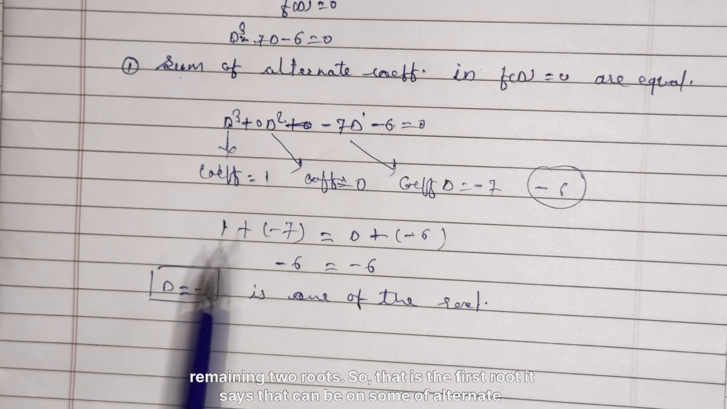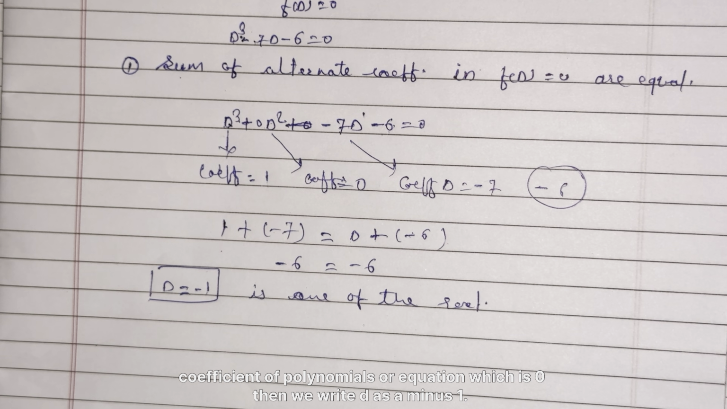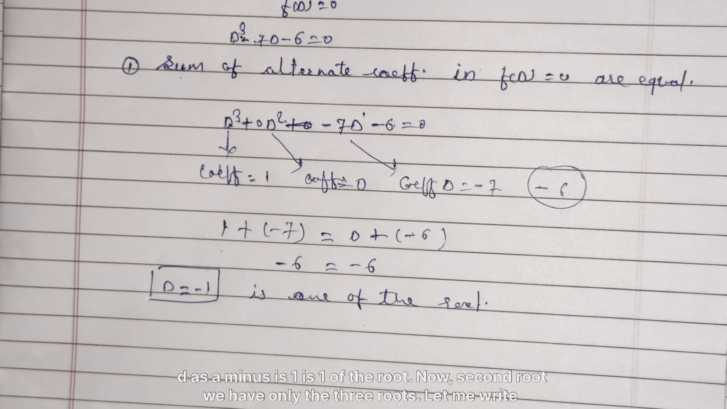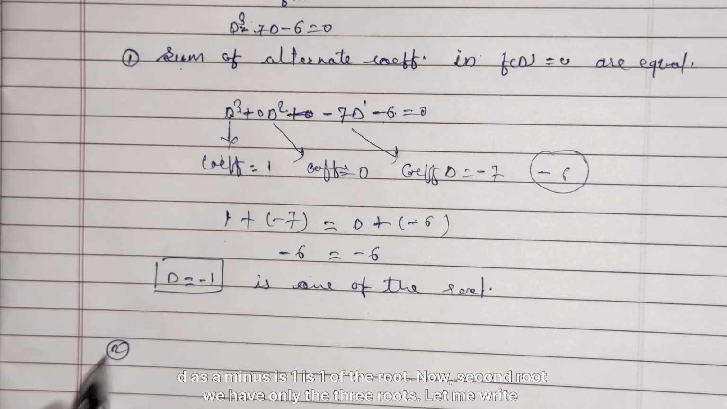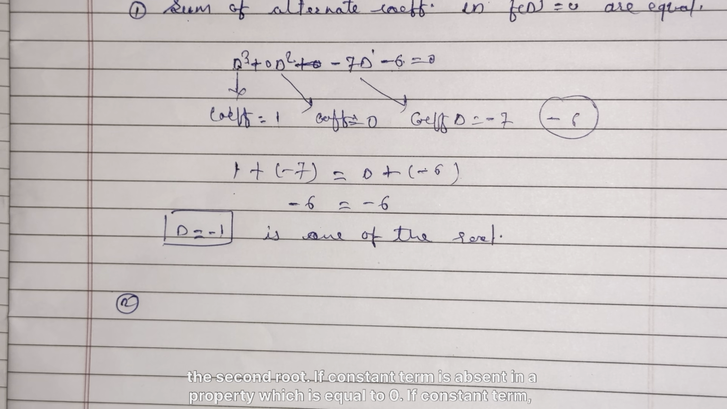So that is the first rule. It says that when the sum of alternate coefficients of the polynomial or equation is 0, then we write d equal to minus 1 as one of the roots. Now the second rule, we have only three rules. Let me write the second rule.